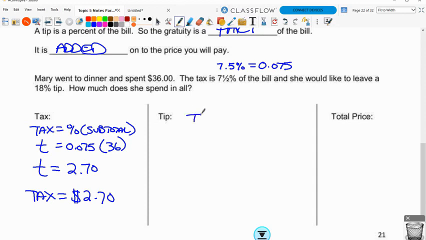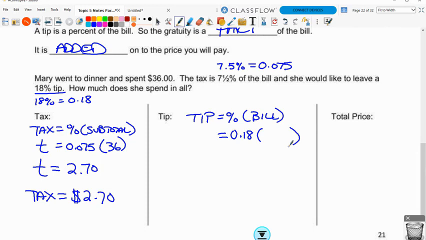The tip equation says that the tip is equal to a percentage of the bill. We were told right here that they want to leave an 18% tip. 18% written in decimal form is 18 hundredths. So that's the rate in decimal form, 18 hundredths. And in order to calculate the tip, you always use the original bill. We're not going to add the tax yet, okay? If you added the tax and then calculated the tip, not only would you be tipping the waiter or the waitress, but you'd also be tipping the government, and you don't want to do that. So only tip off of the original bill, which in this case was $36.